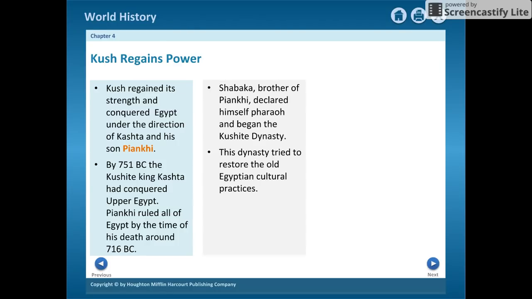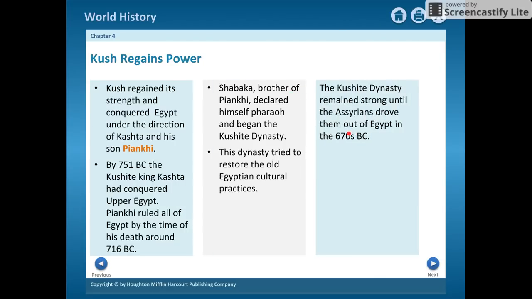This dynasty tried to restore the old Egyptian cultural practices. Remember, a dynasty is when the leadership or the power stays in one family. So that would be the Kushite dynasty. And then when power switched to a different family, then that would start a different dynasty. The Kushite dynasty remained strong until the Assyrians drove them out of Egypt in the 670s BC.